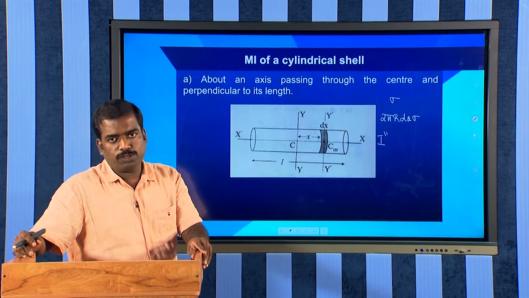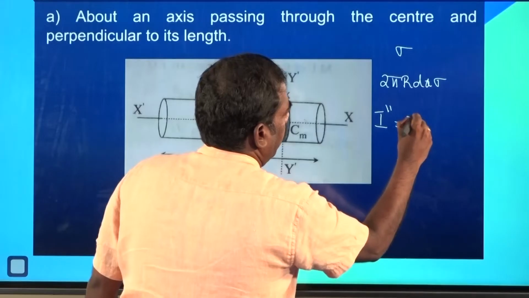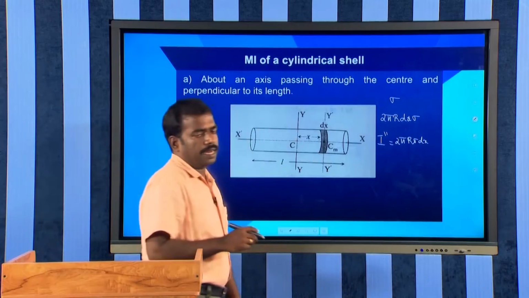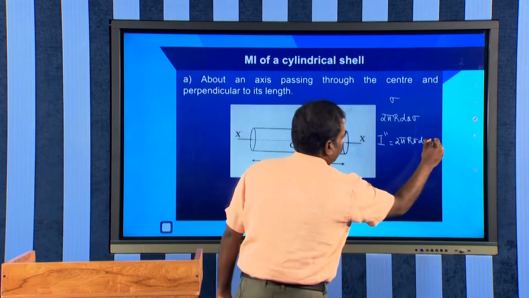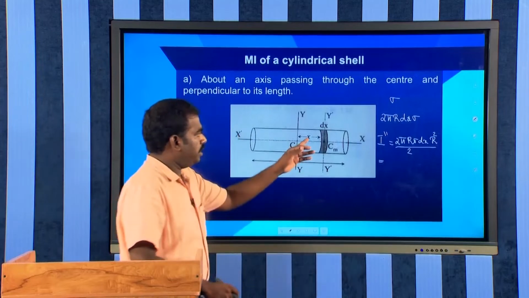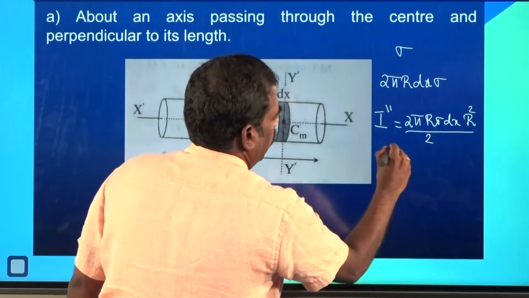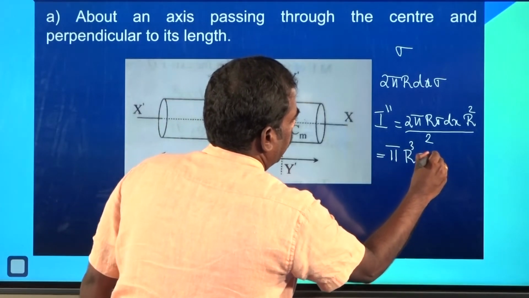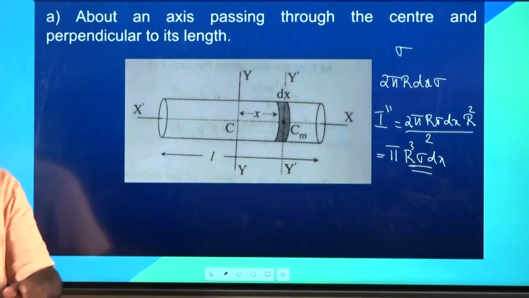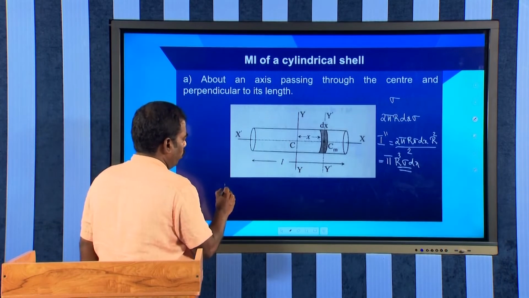It is given by m r square by 2. Here m is 2 pi r sigma dx, and r is the radius of the ring, capital R. So, m r square by 2, the moment of inertia of this ring about the axis y dash, equals pi r cube sigma dx. Then by using the parallel axis theorem, you can find the moment of inertia of the ring about y.